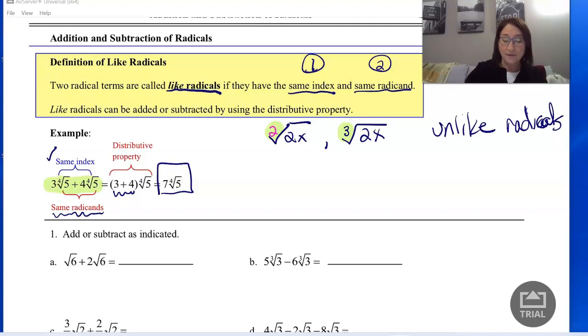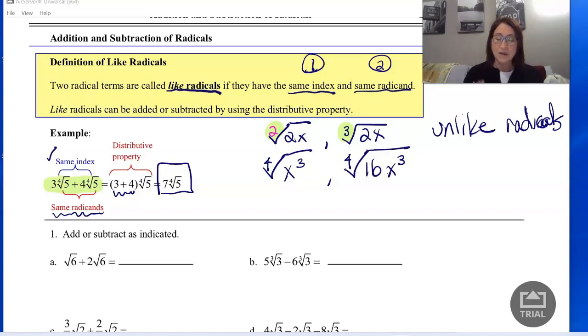All right, let's look at another example. Let's say I've got the 4th root of x cubed, and then I've got the 4th root of 16x cubed. We look and see right away that the indexes are the same. The second criterion we need to match is the same radicand. So I look at x cubed, and then at the second one, it's 16x cubed. Our initial feeling is, no, these are not like. Oh, but let's look a little bit closer.